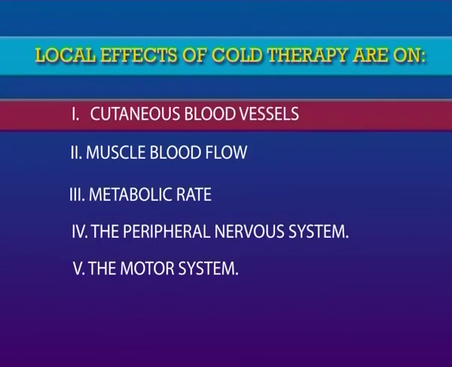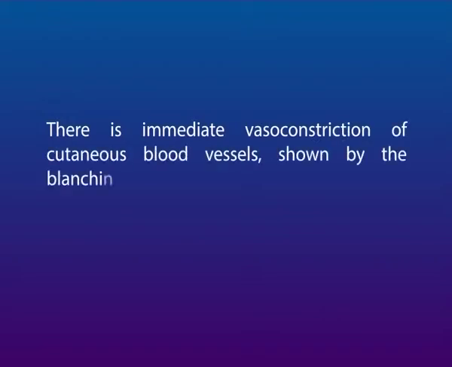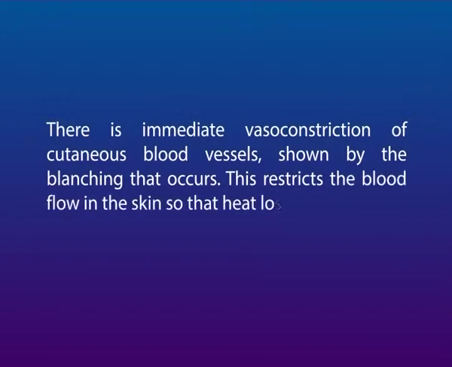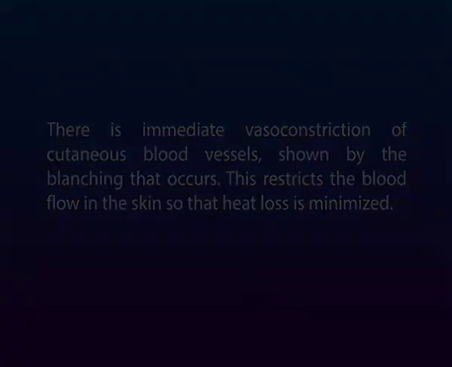The first one is on the cutaneous blood vessels. There is immediate vasoconstriction of cutaneous blood vessels shown by the blanching that occurs. This restricts the blood flow in the skin so that heat loss is minimized. The speed with which this vasoconstriction occurs indicates that it is a reflex in the autonomic nervous system, which is triggered by stimulation of the thermal receptors in the skin.